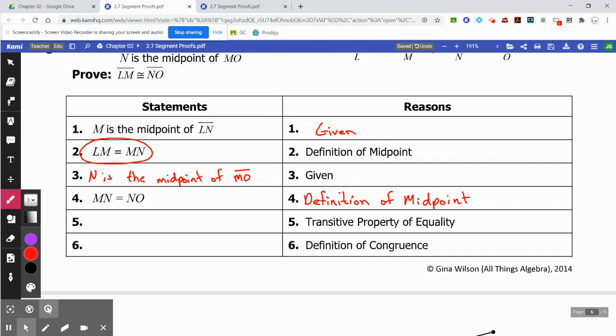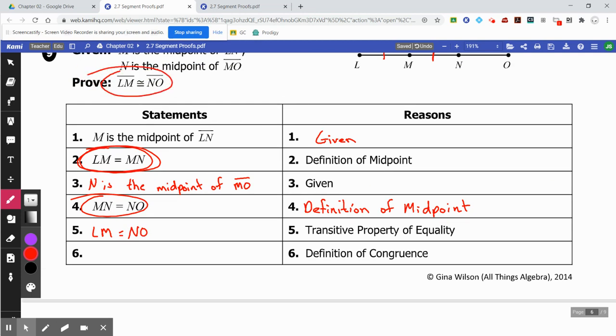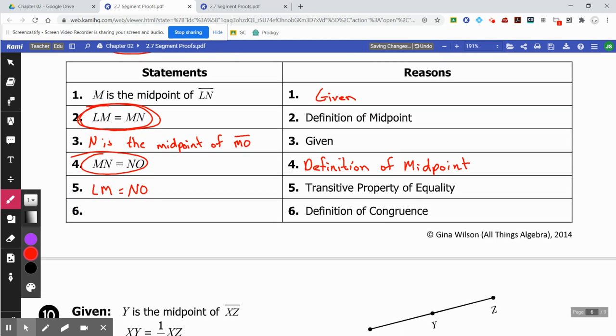And now it's pretty easy from there. Since LM is equal to MN, and MN is also equal to NO by the transitive property, we know that LM must be the same length as NO, which is pretty much what we're trying to prove. However, we've proved equality. We can now say that they are congruent, therefore, by the definition of congruence.